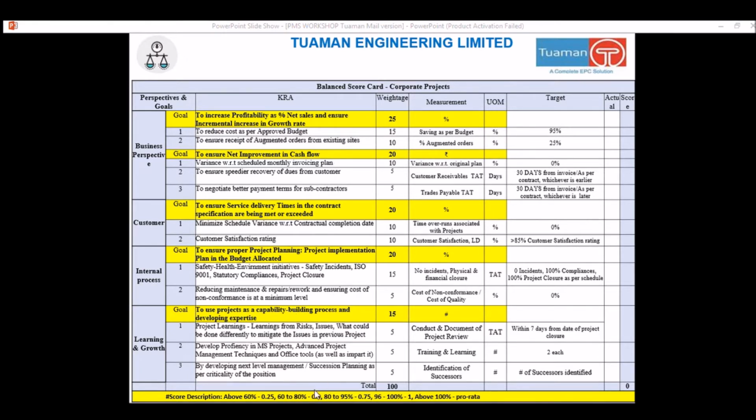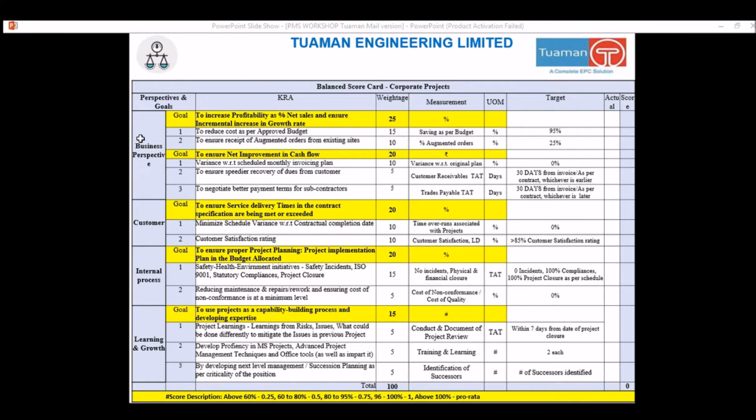So if you look at the balanced scorecard of the projects team, for savings against budget the target is 5%. If the target is 5%, say your budget is 100 rupees, then I have to make a saving of 5 rupees, and the cost should be 95 rupees. Then only am I saving as per the budget.